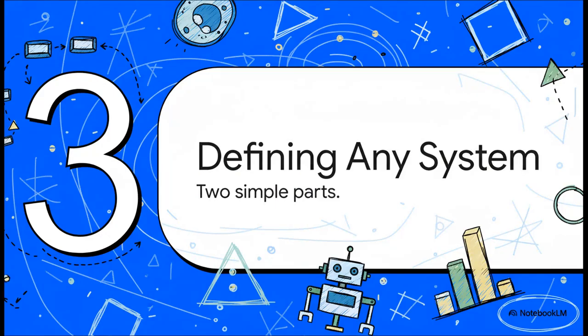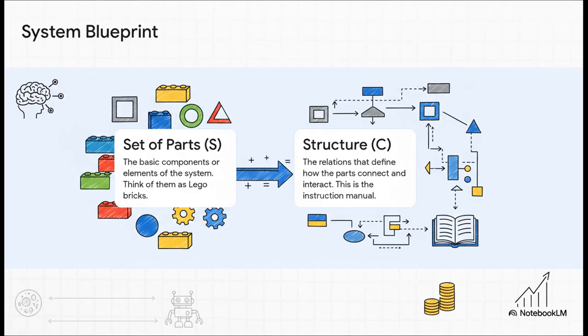Okay, so if that's the tool, how does it actually define a system in a way that works for everything? Well, it turns out the answer is just shockingly simple and elegant. So here it is, the core of the whole thing. Any system, and I mean any system, can be boiled down to a pair of things, S and C. S is just the stuff, the set of parts.